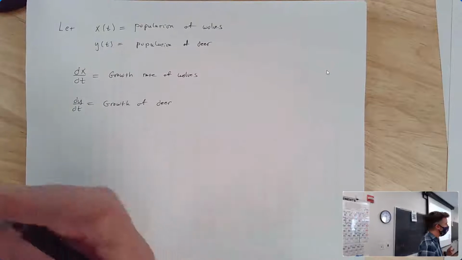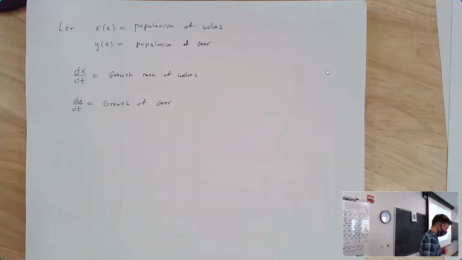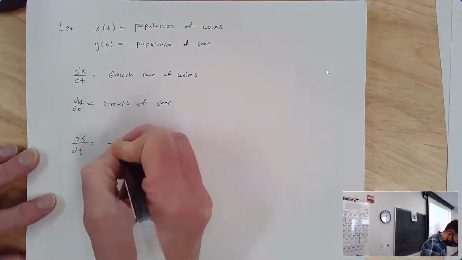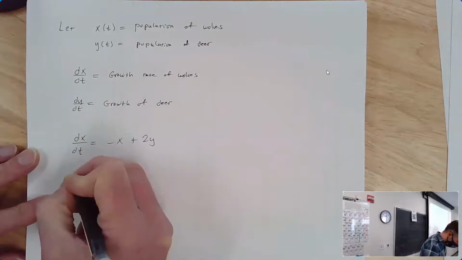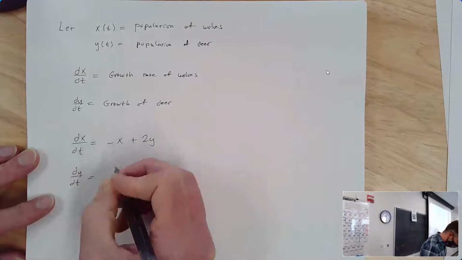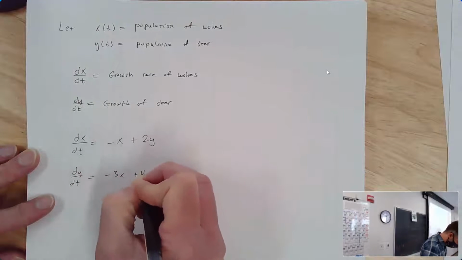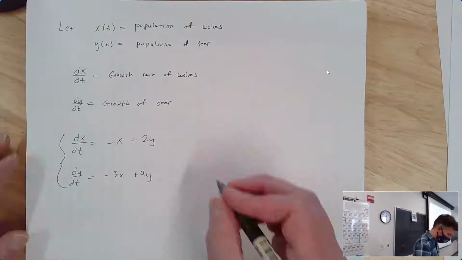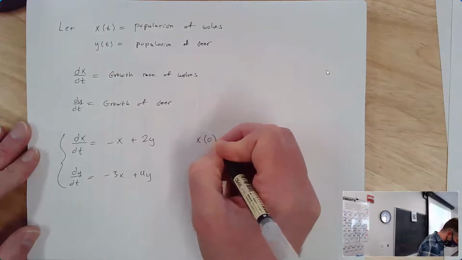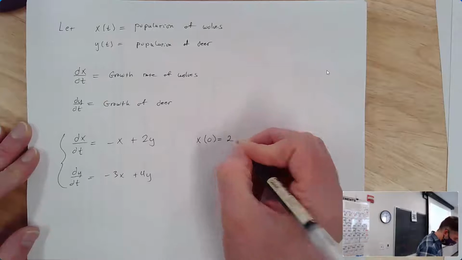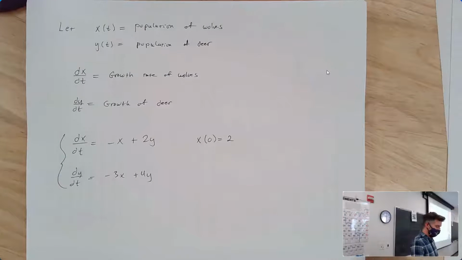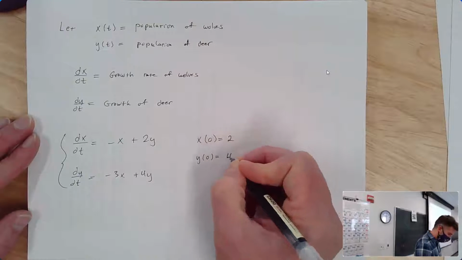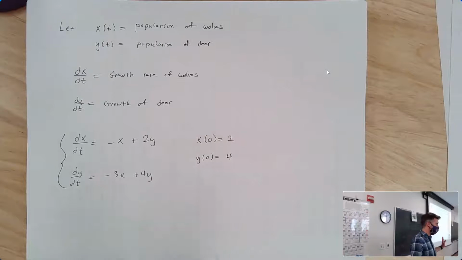We have this system of differential equations. Here it is. dx/dt is going to be negative x plus 2y, and dy/dt is going to be negative 3x plus 4y. And that's our system. We also have some initial conditions. x at time 0 is equal to 2, so at time 0 there are 2 wolves, and y at time 0 is 4, so at time 0 there are 4 deer. Not a lot, but okay, it's a made-up problem.